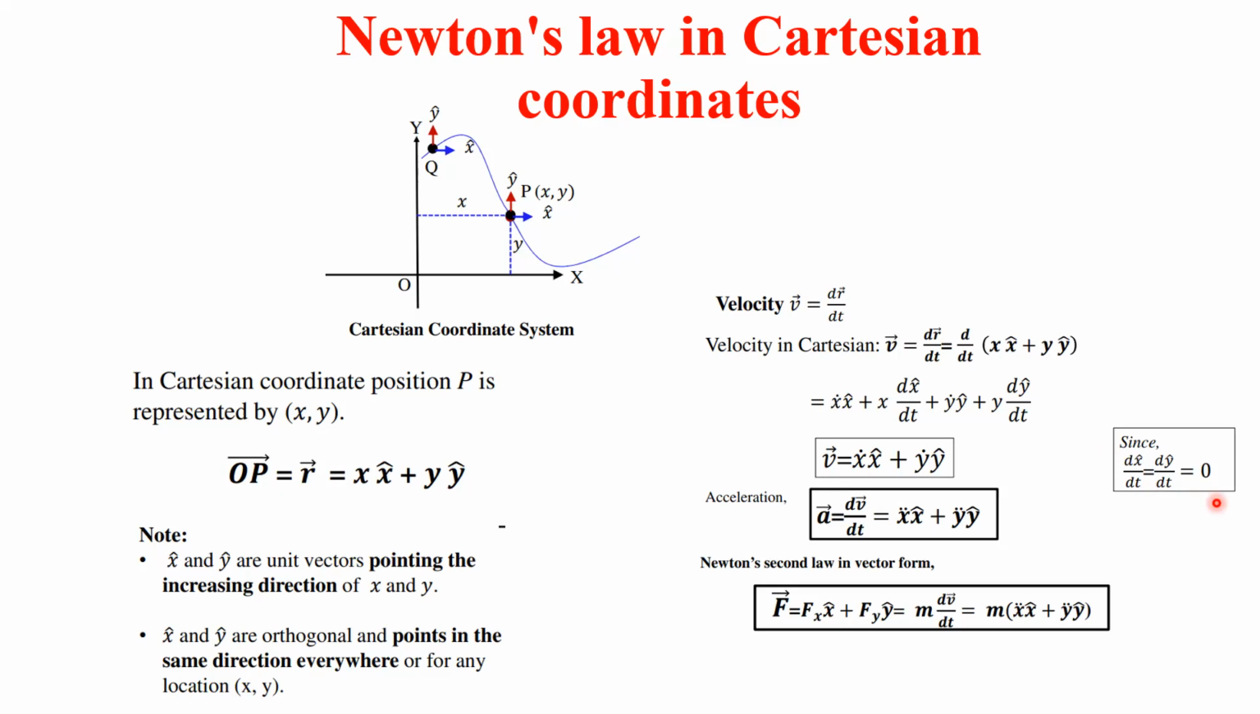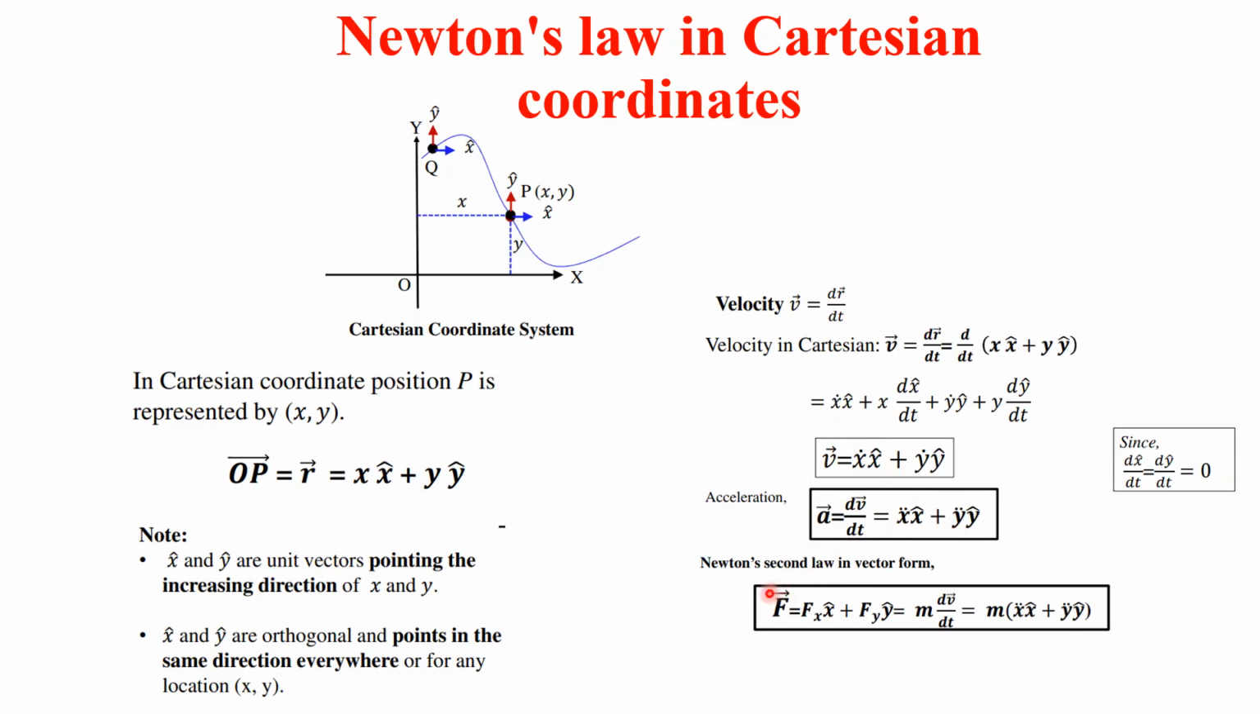Therefore, you are left with the velocity vector v equals x dot x cap plus y dot y cap. The acceleration is given by again differentiating this velocity vector with respect to time. That gives you the acceleration of the moving particle. So you'll get x double dot x cap plus y double dot y cap. x double dot and y double dot are simply the second order time derivatives of x and y with respect to time.